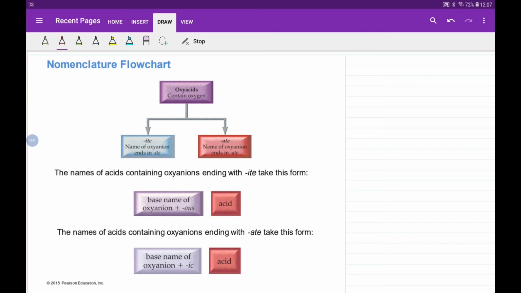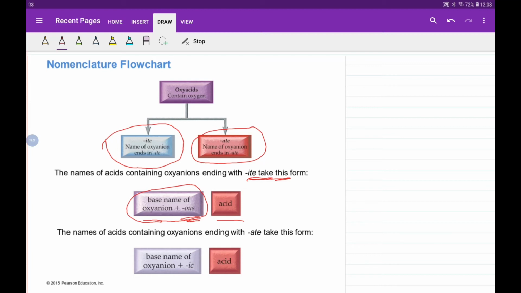We are going to look at the name of the anion, that polyatomic ion. If it ends with ITE or ATE, we have different conventions. If it ends with ITE, we are not going to use hydro here. Notice, no hydro. We're going to just use the base name of the oxyanion, and we're going to add to it OUS at the end, followed by the word acid.